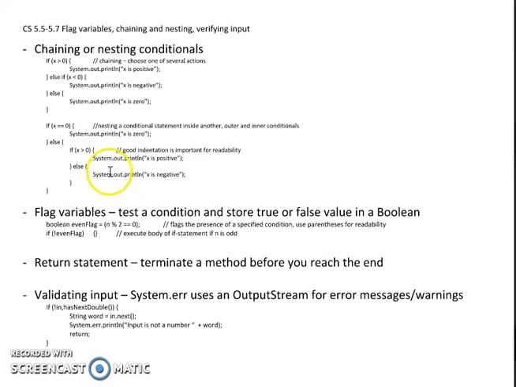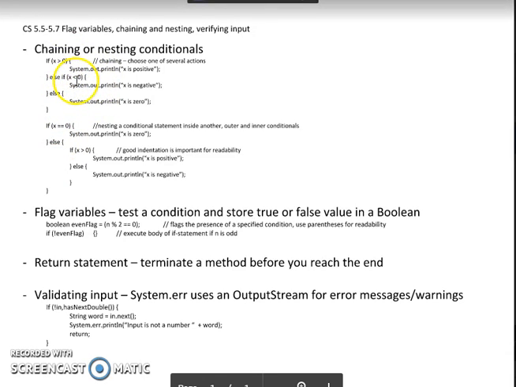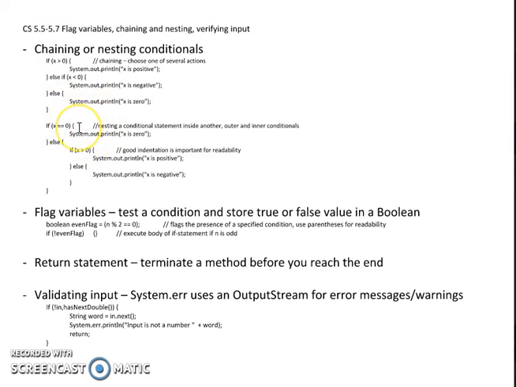So again, this is called nesting because the if-elses are in one of the previous higher-level if-else branches, and chaining is just when you have an if and an else if, and you can go on forever. Else if, else if, else if, whatever you want to do, however many you need.